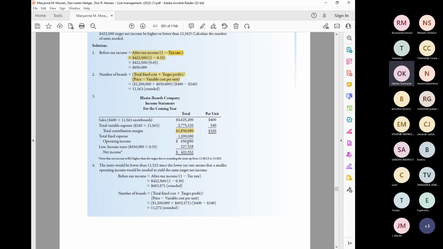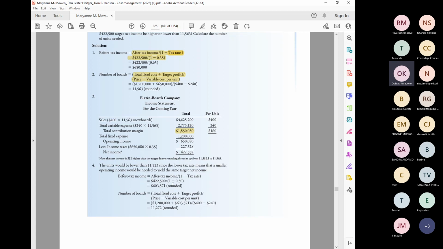Then income taxes, we say because we should pay tax, it's an expense of the business tax. So it's 350,080 times 0.35. Then we get net income. Then the units would be lower than 11,523. It's in the lower. This one we're now commenting.